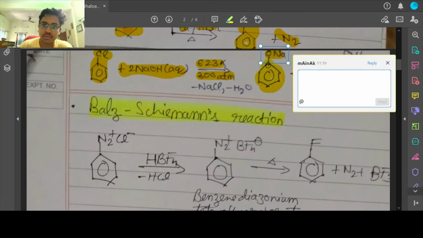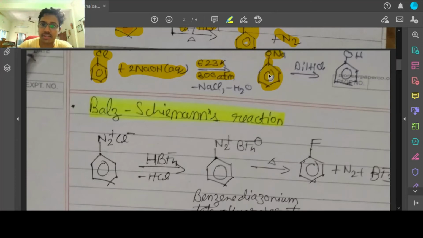So this gives this compound. This is a reaction intermediate, you don't need to remember this. This compound on reaction with dilute HCl gives phenol. Okay, this is phenol. So this question you will get in the form of a conversion reaction.